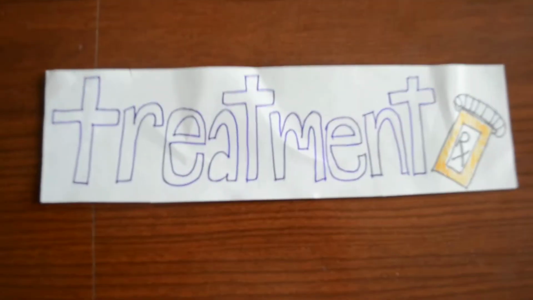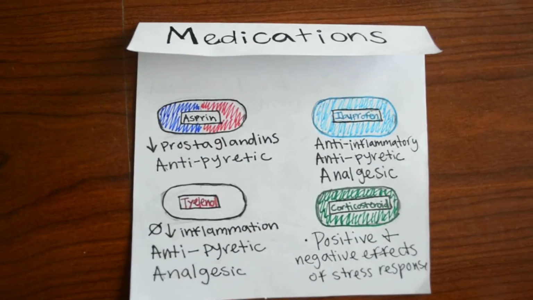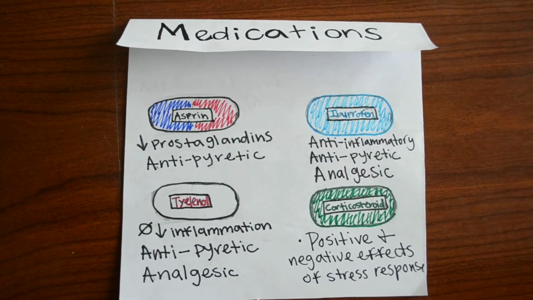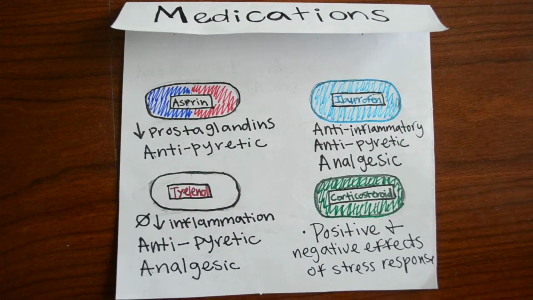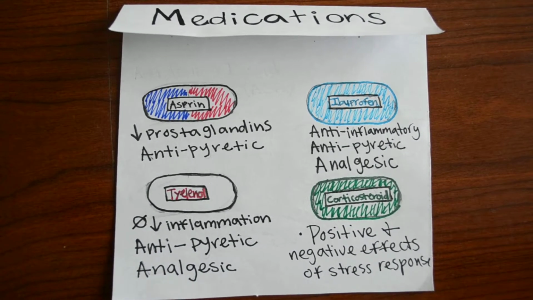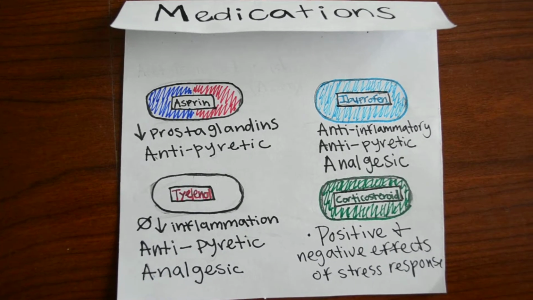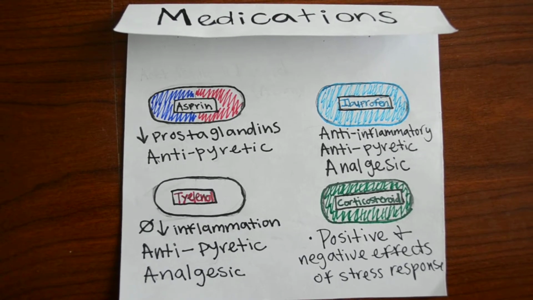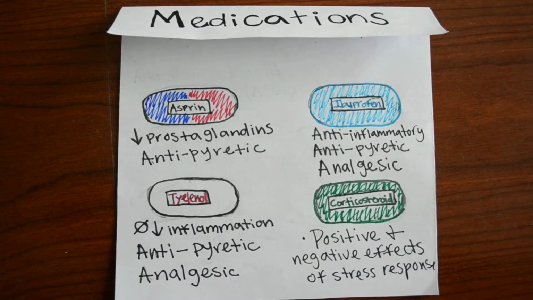And treatment for inflammation, we have medications. So we have aspirin, which lowers your prostaglandins, which is the inflammation. And it's an antipyretic, which treats your fever. Tylenol does not deal with inflammation, but it is an antipyretic and an analgesic. And then we have ibuprofen, which does all three. It's an anti-inflammatory, antipyretic, and an analgesic. And corticosteroids deal with the positive and negative effects of the stress response.